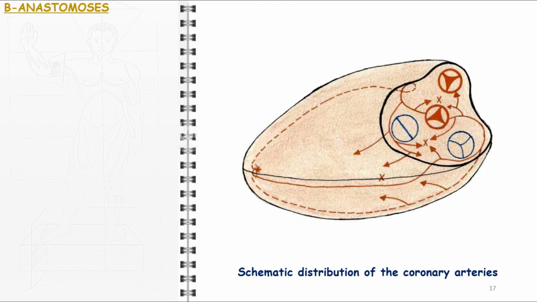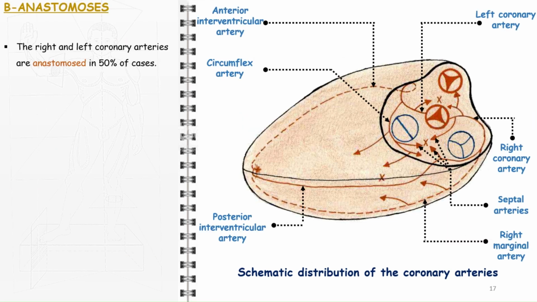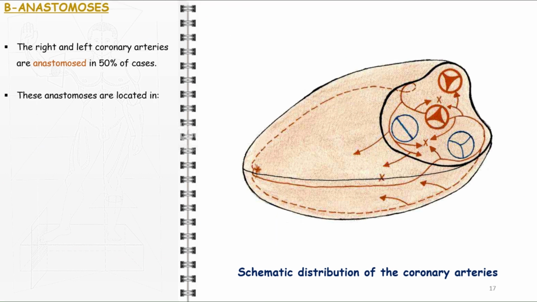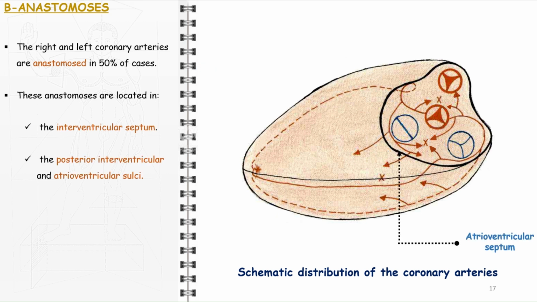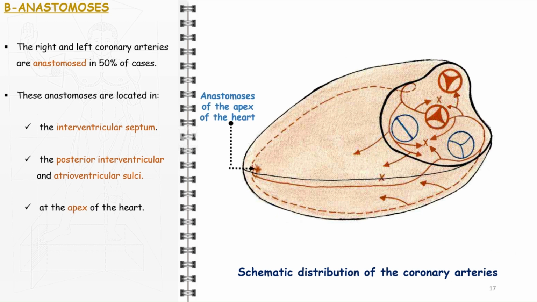The right coronary arteries and left coronary arteries are anastomosed in 50% of cases. These anastomoses are located in the interventricular septum, in the posterior interventricular and atrioventricular sulci, at the apex of the heart, and around the pulmonary artery.